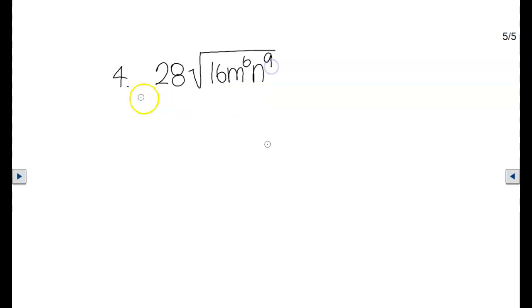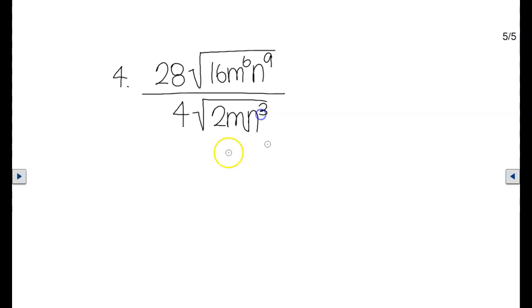All right, let's do one last problem, and this one is going to kind of encompass everything. We're going to do 28 square roots of 16m to the 6th n to the 9th divided by 4 square roots of 2m n to the 3rd.